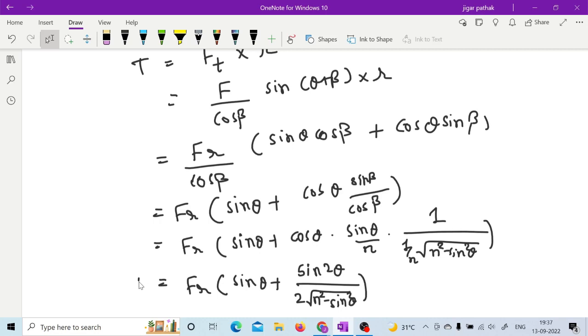So this is how you can have your turning moment, and from this we have started our last session, right? The turning moment is Fr sine theta plus sine 2 theta by 2 under root n square minus sine square theta. So this is how you are having a turning moment on crankshaft, right?